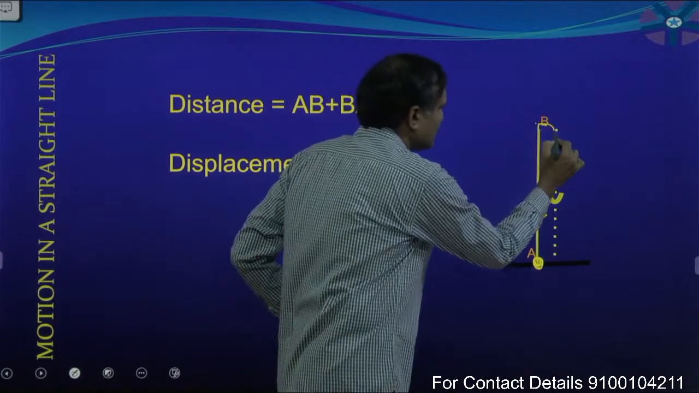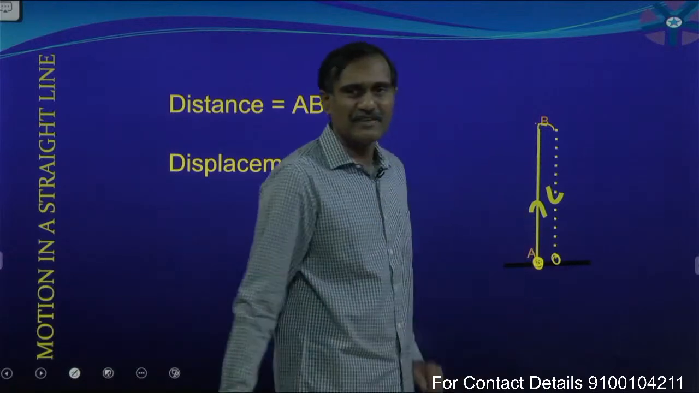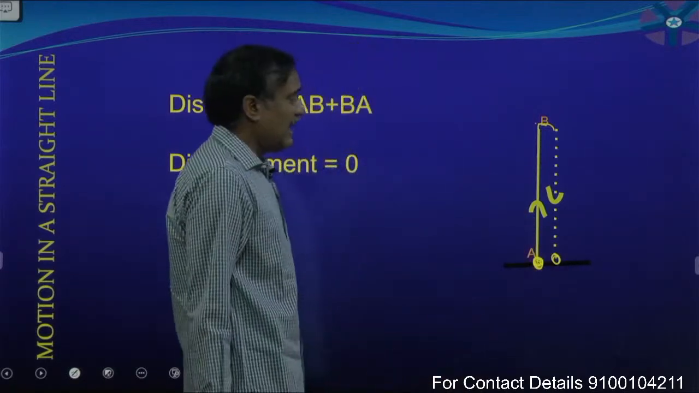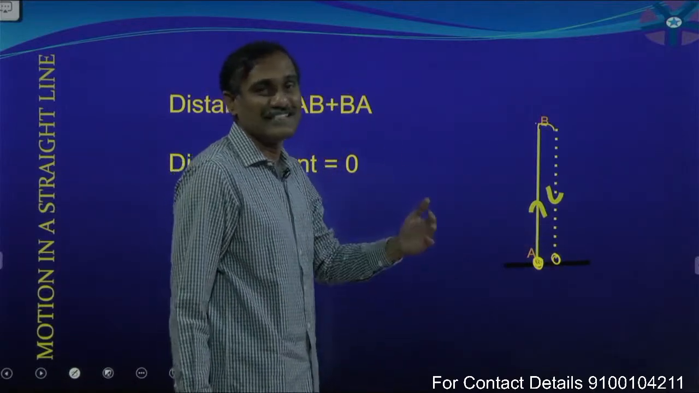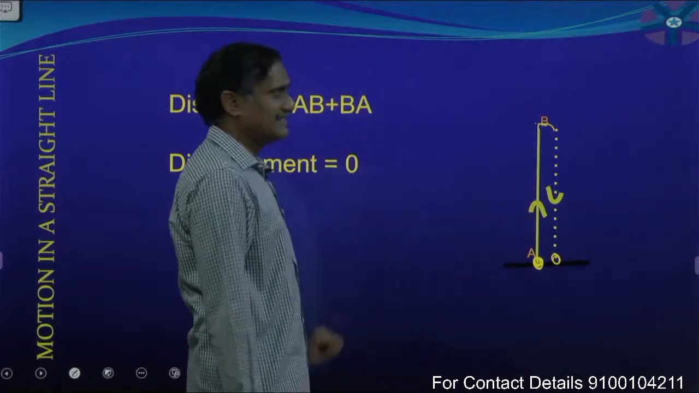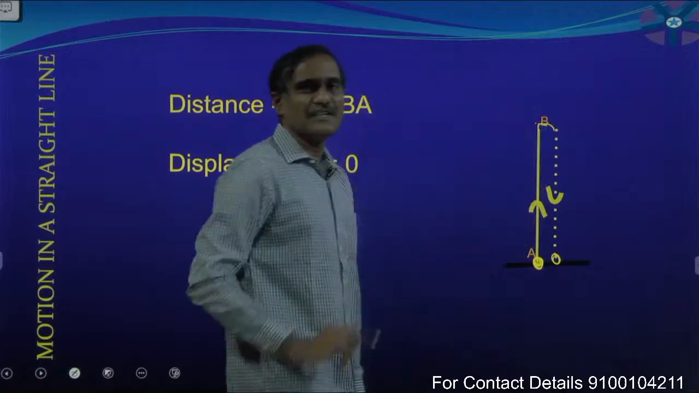From there onwards, it is moving in the downward direction, and it hits the ground, and it hits the point of projection. From where it was projected to that point, it reaches. Now, we want to calculate the path length travelled by the particle.